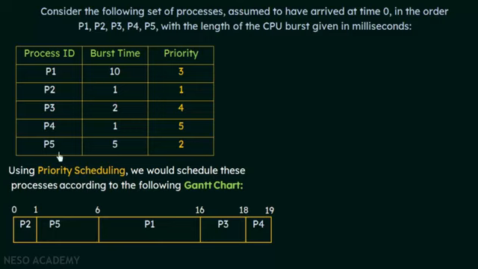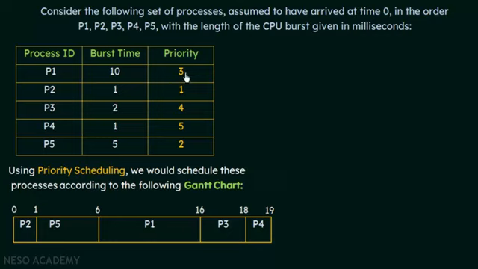Now after P5, what is the next process having the highest priority? It is P1. P1 has a priority of 3, which comes just after priority 2. So P1 will be the next to get the CPU after P5. And how long will it execute? It will execute for 10 milliseconds. So at the 6th millisecond, when P5 releases the CPU, P1 gets the CPU and executes for 10 milliseconds. 6 plus 10 is 16, so up to the 16th millisecond, P1 executes. And after that, who will get the CPU? Let's see.